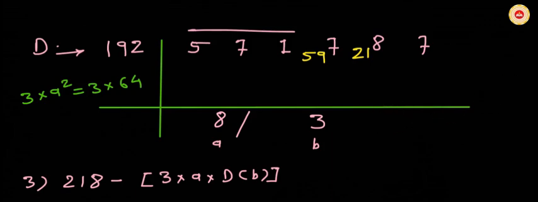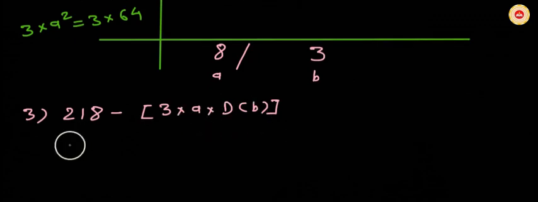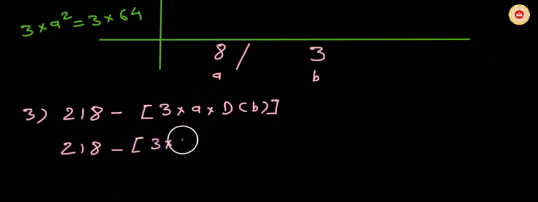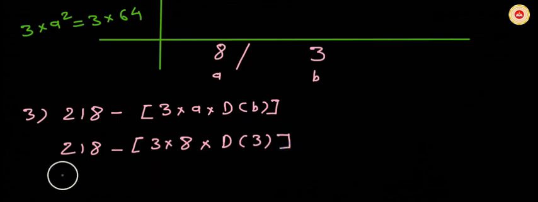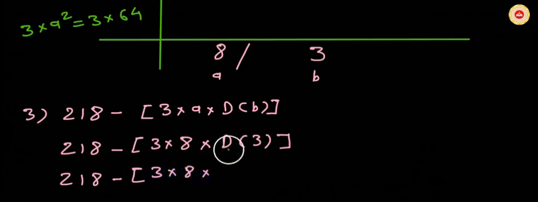Now friends, let us put values of A and B. So 218 minus 3 multiplied by, what is A? A is 8. Multiplied by duplex of B. What is B? B is 3 here, the second quotient digit from the left side. So 218 minus 3 multiplied by 8 multiplied by duplex of 3 is 9.